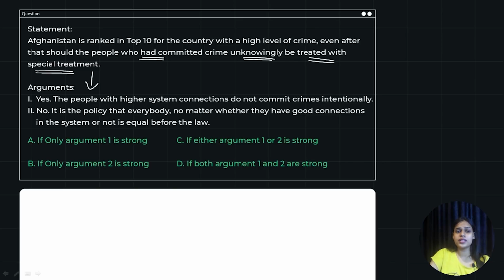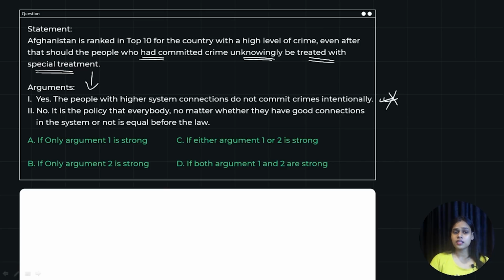First argument says, yes, people with higher system connection do not commit crimes intentionally. Can you argue that none of the people with high system connections commit crimes intentionally? We can see sometimes people do commit crimes intentionally. It's not always unintentional. So we cannot argue with this statement, right? We cannot say that none of the people do it intentionally. There might be people who do it intentionally. So we cannot take argument 1.